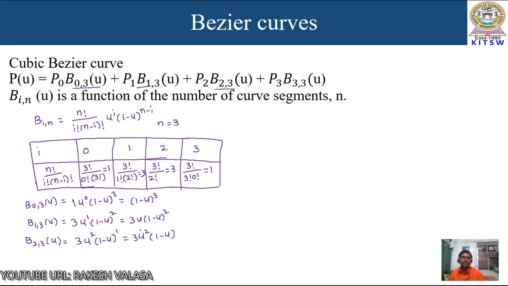The last one is B3 comma 3 of u equal to, that value is 1, that means n factorial by i factorial into n minus i factorial equal to 1. 1 u power i is 3 into 1 minus u power 3 minus 3, that means 0. So the answer is u cube.